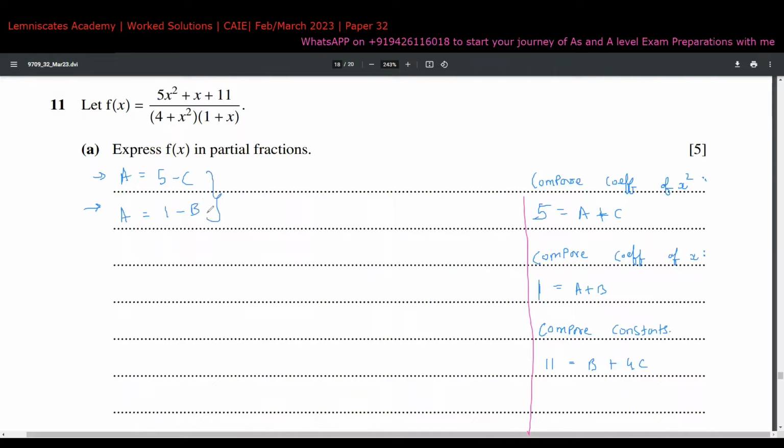So if I equate them together, I get 5 minus C is equal to 1 minus B. Now this is in the format of B and C. This is also in the format of B and C. I can solve these equations together.